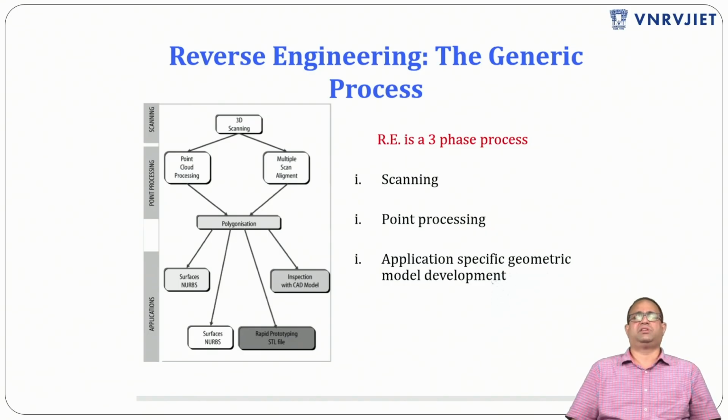So what are the phases of reverse engineering? The first one is scanning. The 3D scanning is done, converted into point cloud processing and multiple scan alignment, because the scan is obtained in the form of patches. All the patches are based upon the physical object, so the alignment has to be done properly with the help of point cloud data processing. After that, we apply the features of the CAD models, then work with the STL file, and then go for the printing of the parts or objects.